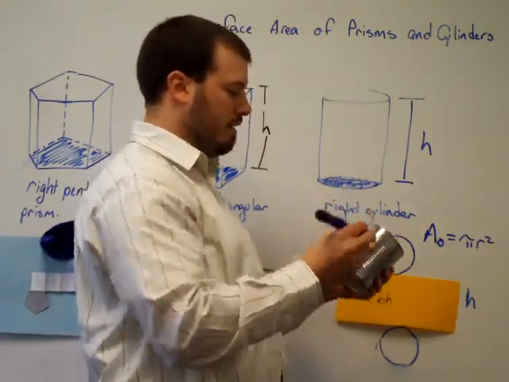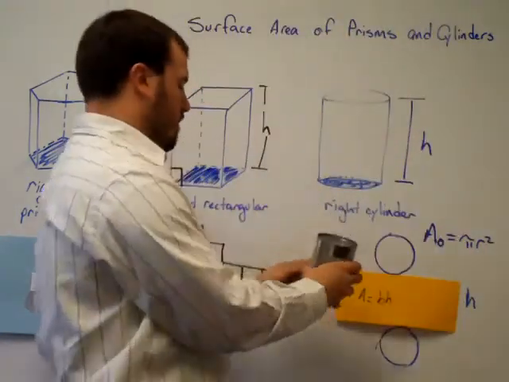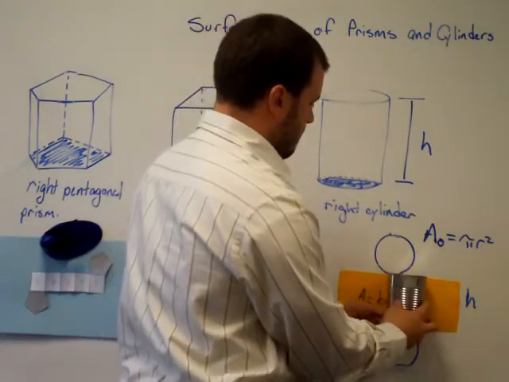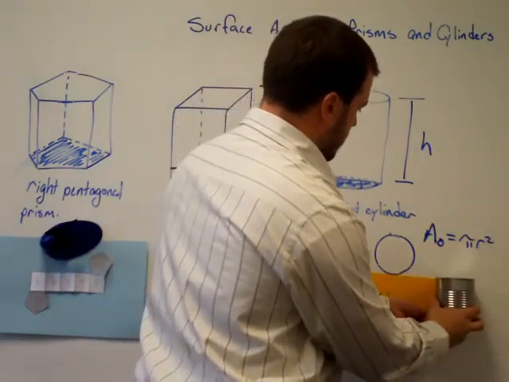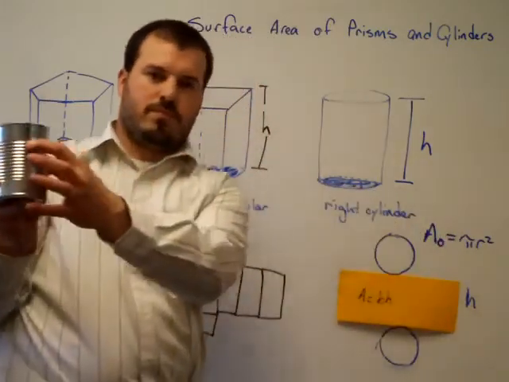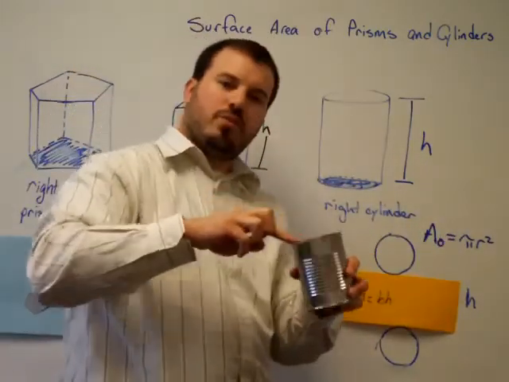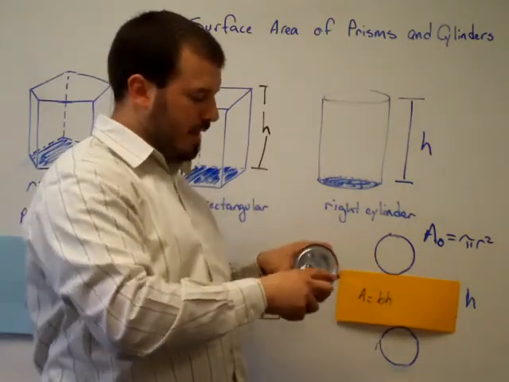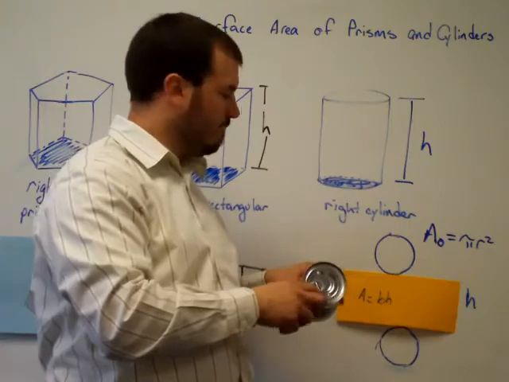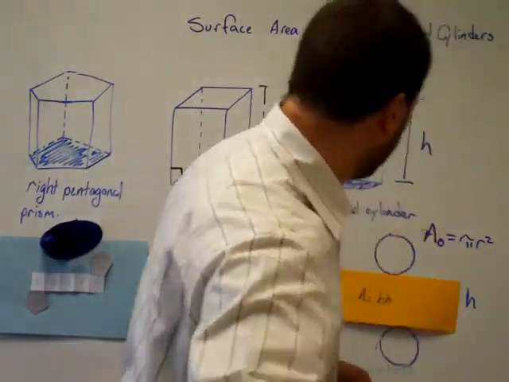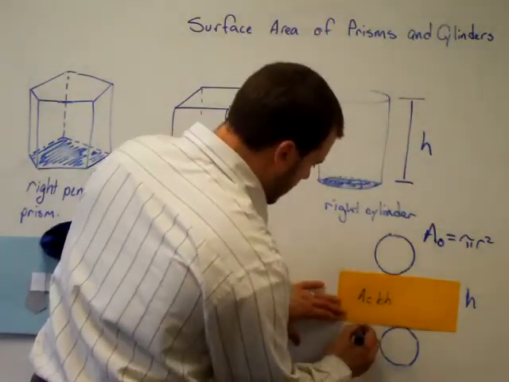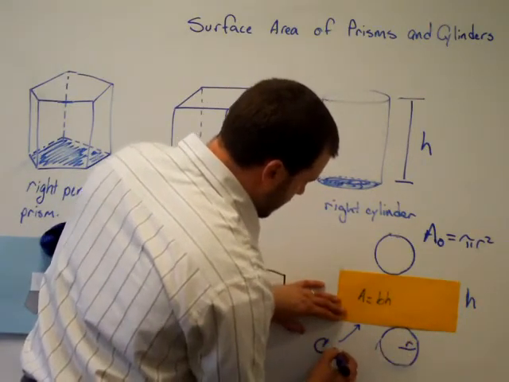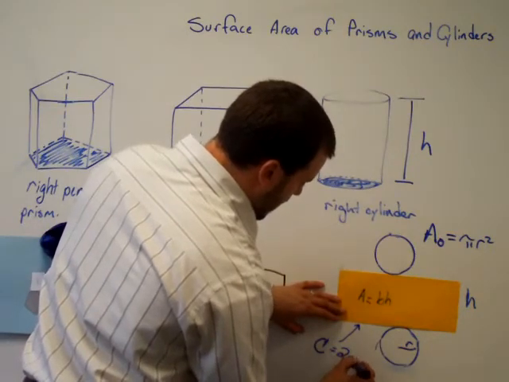I'll mark on this can here. I'll start that on one edge, and end up right there. It's the distance around the can. And the distance around the can is the same as the circumference of the circle. So the base edge, the length of this, is simply the circumference of this circle, so therefore it's 2 pi r.